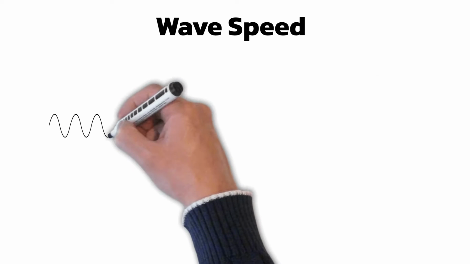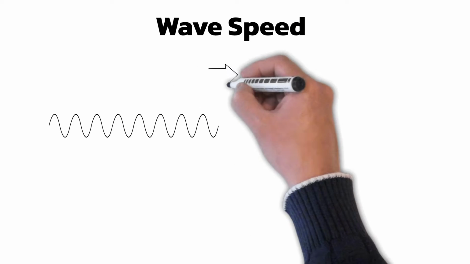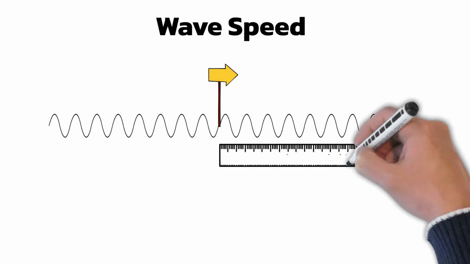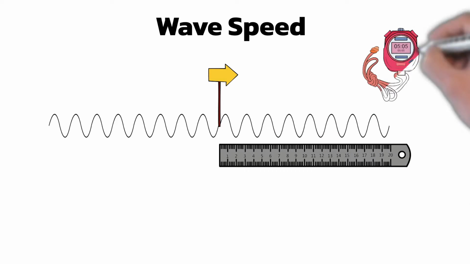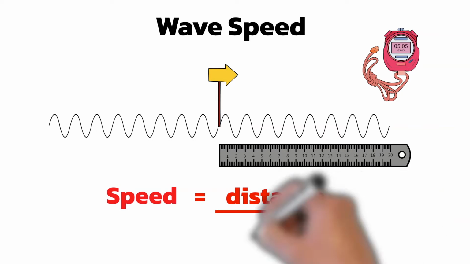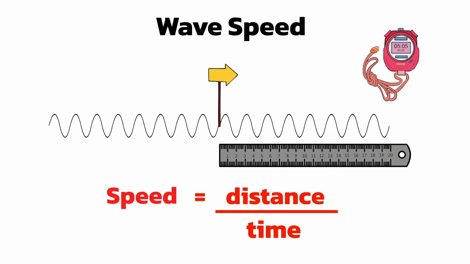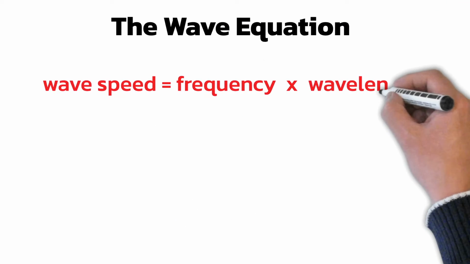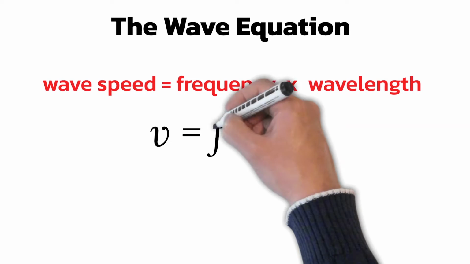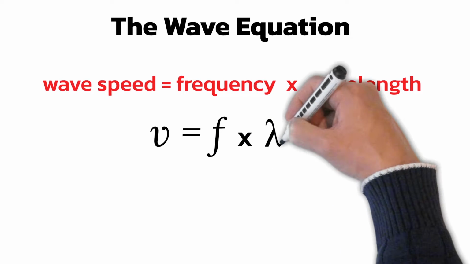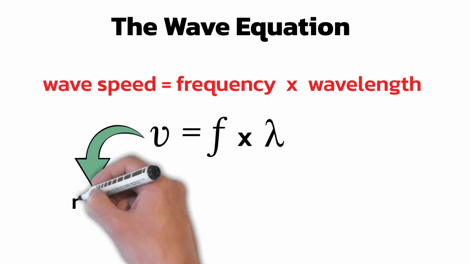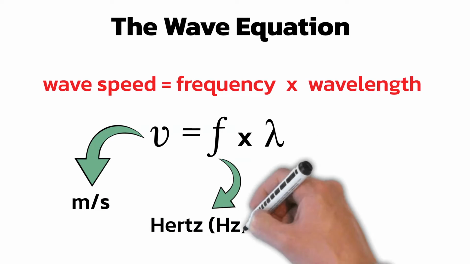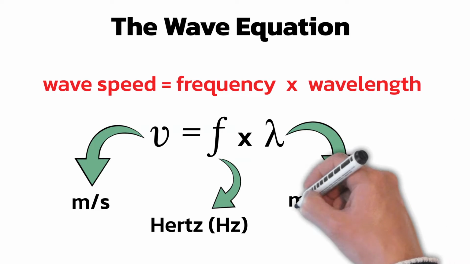Just like calculating the speed of any moving object, the speed of a wave can be found by measuring the distance traveled, using a meter rule or measuring tape, and the time taken, using a stop clock. These values can then be used to calculate speed by dividing the distance traveled by the time taken. The wave equation is an alternative way of calculating the wave speed or velocity. In this case, the wave speed is equal to the frequency multiplied by the wavelength, or v equals f times lambda, where speed is measured in meters per second, frequency is measured in hertz, and wavelength is measured in meters.